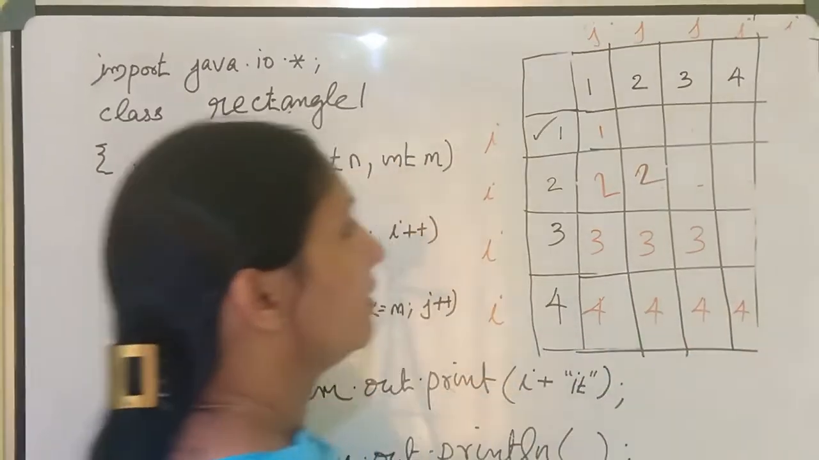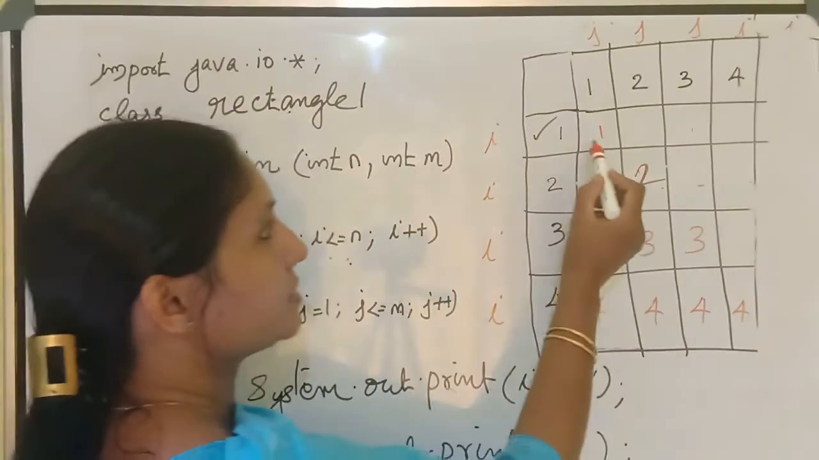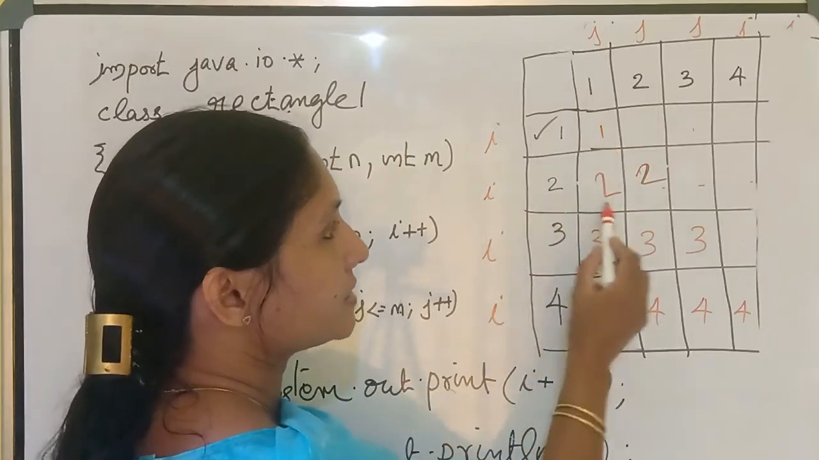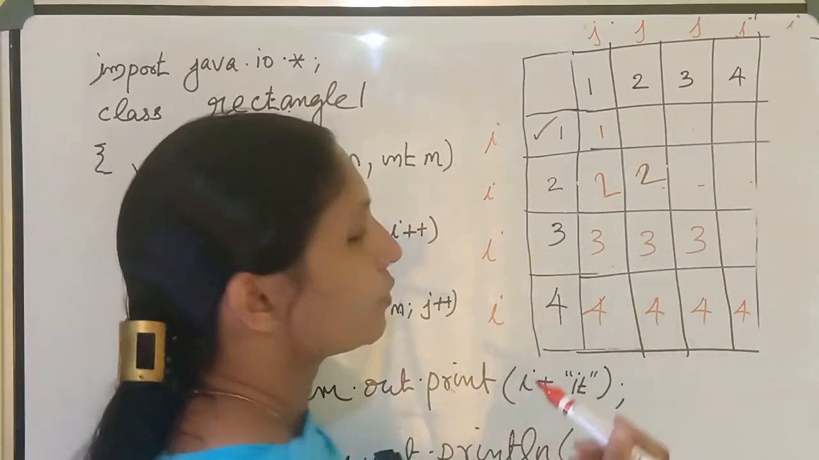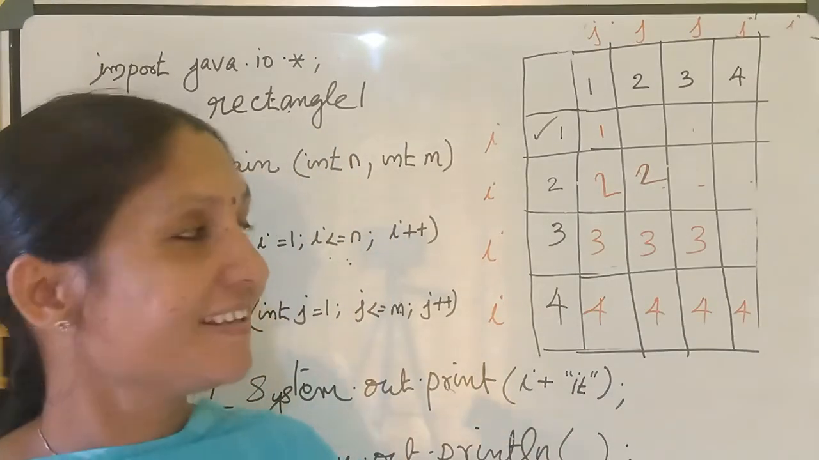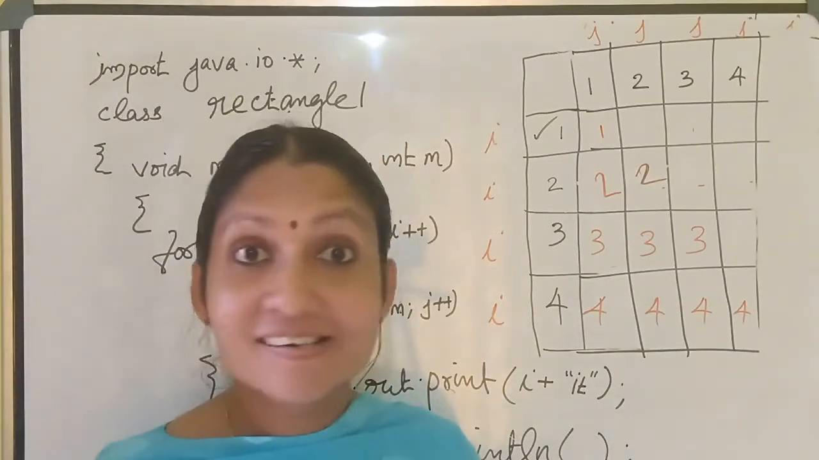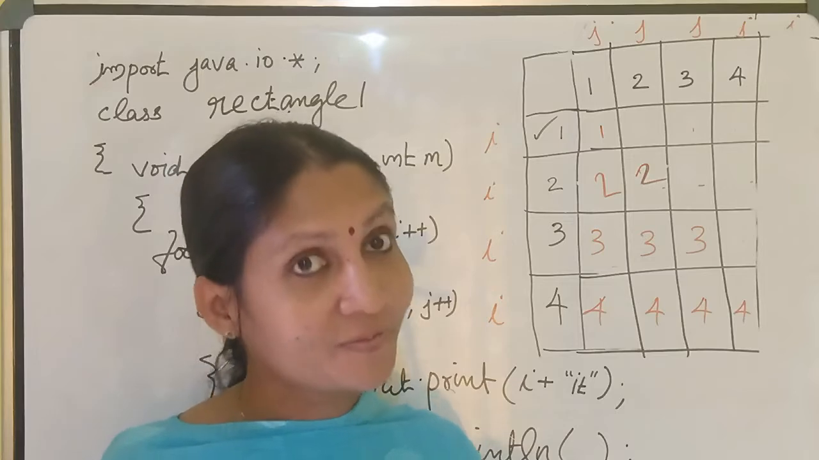How can you create it? In the first row we have one element, in the second row we have two columns, in the third row we have three elements, in the fourth row we have four elements. This is the way we can create a triangle shape. Can you do this one easily?